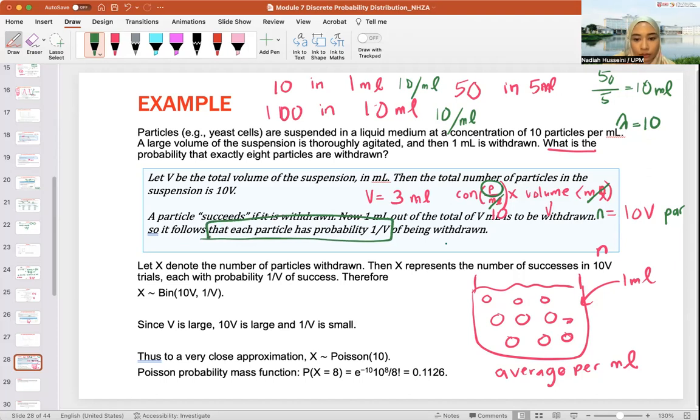Okay, so your binomial distribution would be NP. N is 10V and your P is 1 over V. Therefore, your NP would be just 10, which is concentration. So if binomial is more attractive to you, you understand binomial better, go for binomial. If you understand Poisson better, go for Poisson, and vice versa. You try to relate these two together. Okay, so hopefully that was a better explanation.